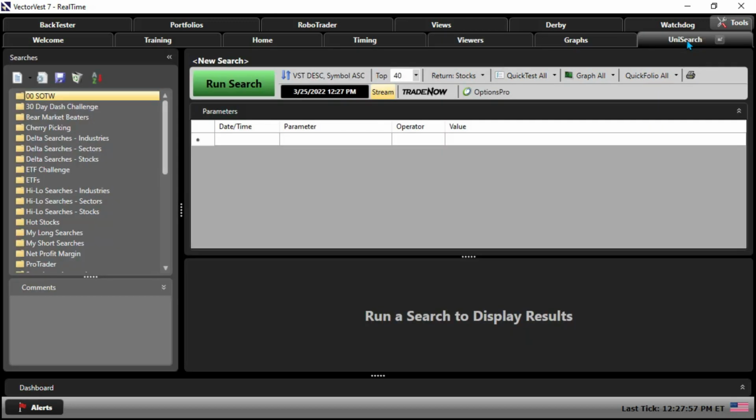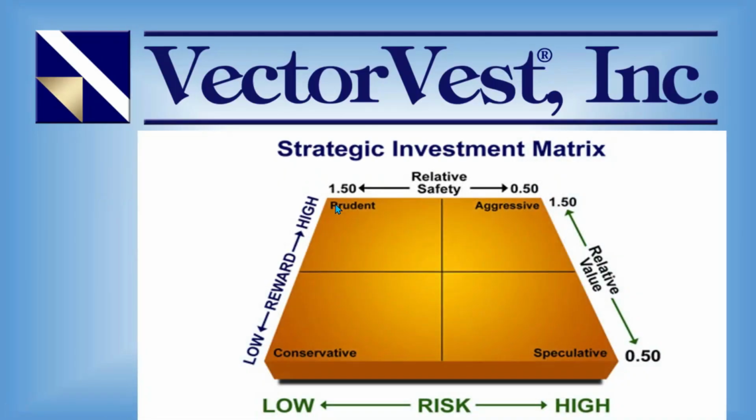From the Unisearch tool, we've got several different ways to help you to find stocks depending on how you invest in the market. So there's 4 different investment styles. I'm going to go back to the slides real quick. And from here, we have what we call our strategic investment matrix, based on two indicators in the VectorVest software: relative safety and relative value, and where they sit on the graphs between reward and risk will help you to determine what type of investor you currently are.